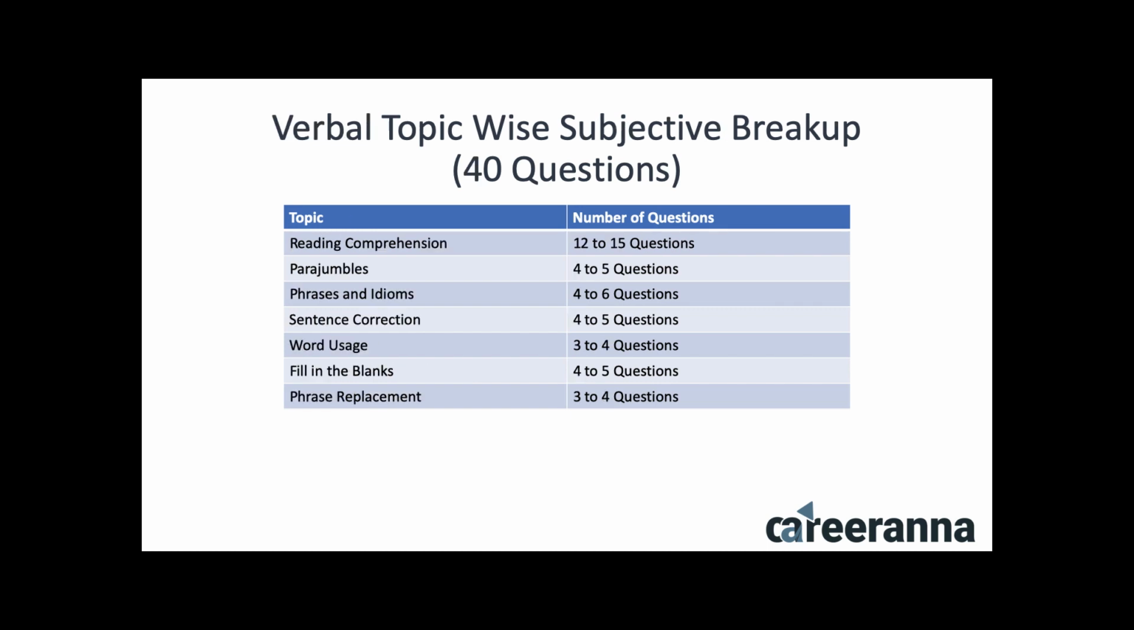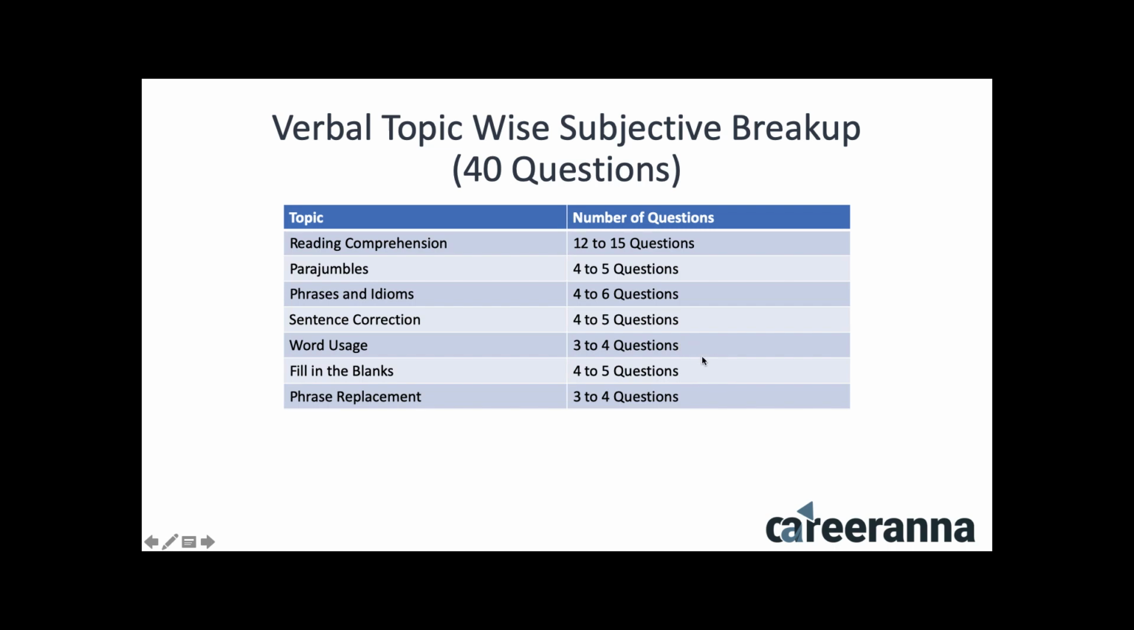Coming to verbal, it will only have an MCQ section in the examination, comprising 40 questions. Out of these 40, RCs, that is reading comprehension, are going to dominate the paper with 12 to 15 questions. You will have 3 to 4 RC sets in the examination with 4 to 5 questions per set. After RCs, the most important topic is vocabulary. From vocabulary, you get word usage and fill in the blanks questions, which together comprise 7 to 9 questions. That is where the vocabulary part comes into the picture.